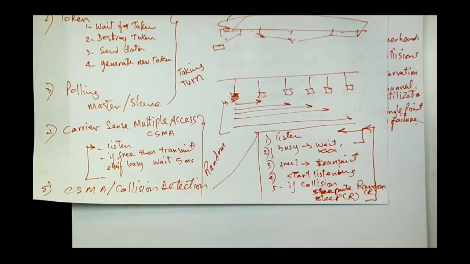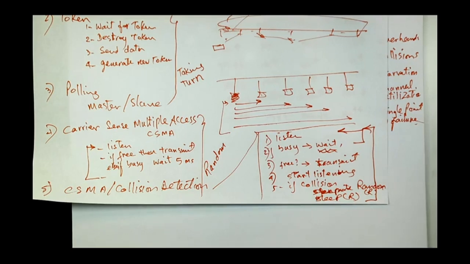You listen to the channel. If it's free, start transmitting. And transmit and listen at the same time. Keep talking and keep listening. If what you hear is what you say, then there's no collision. Keep on doing it. And if you hear a different message, that means there is a collision. You generate a random number between 1 and 10. Let's say 7. You go to sleep for 7 milliseconds, and then wake up and go and listen again. That means someone else is also transmitting.